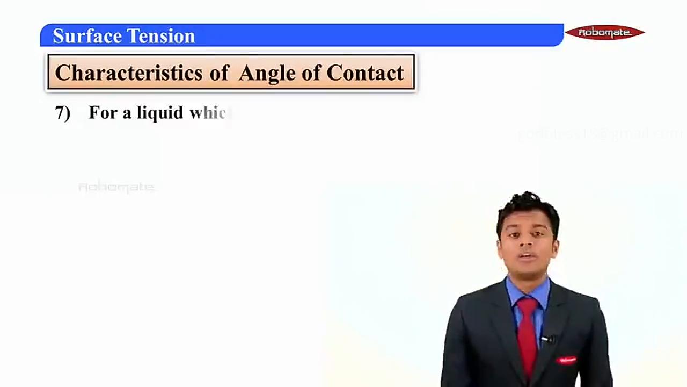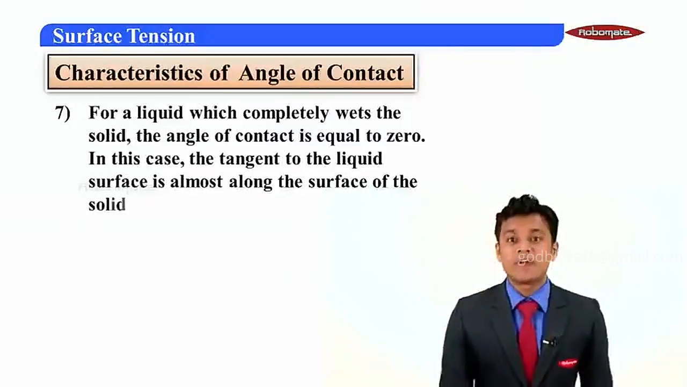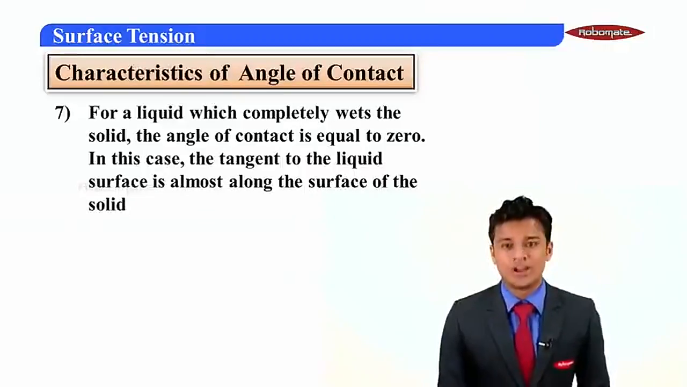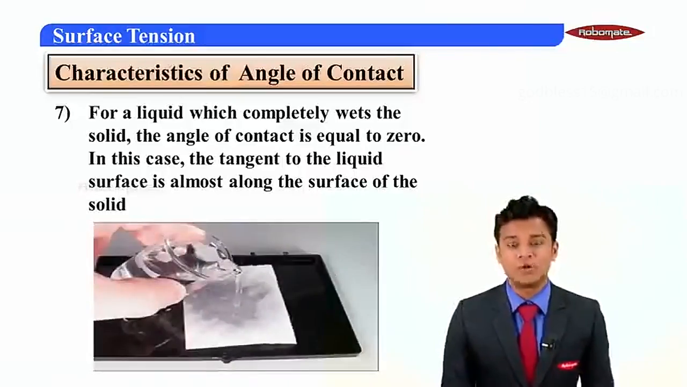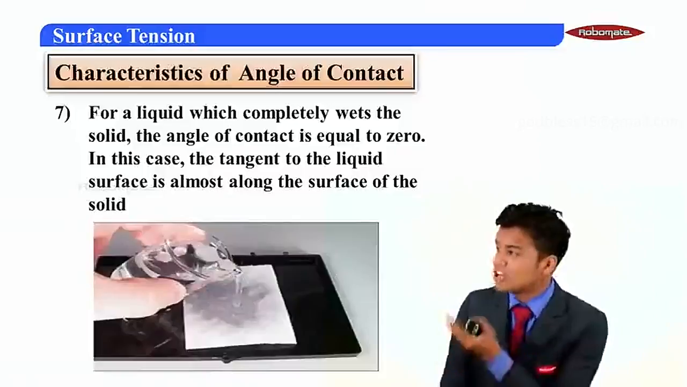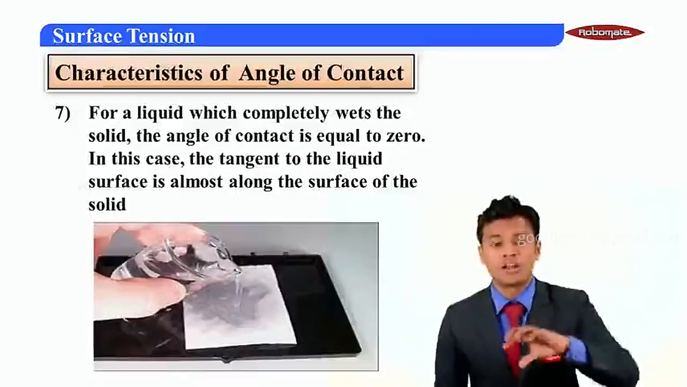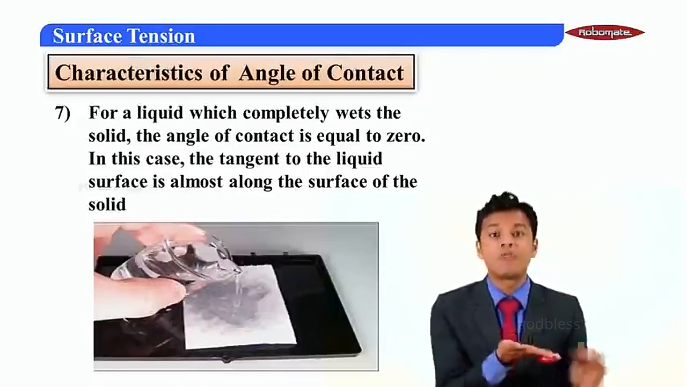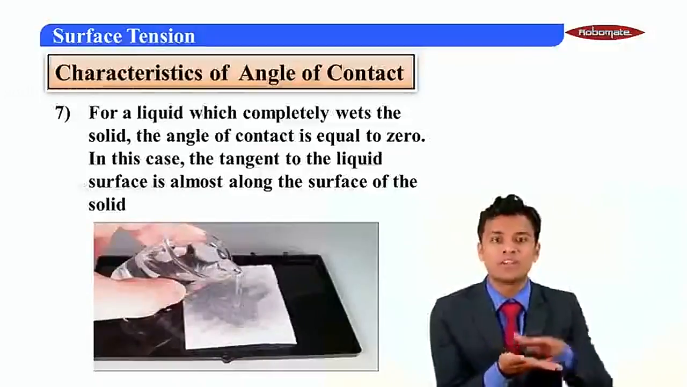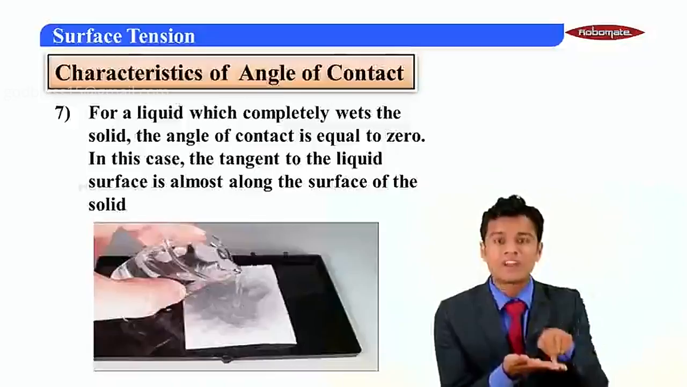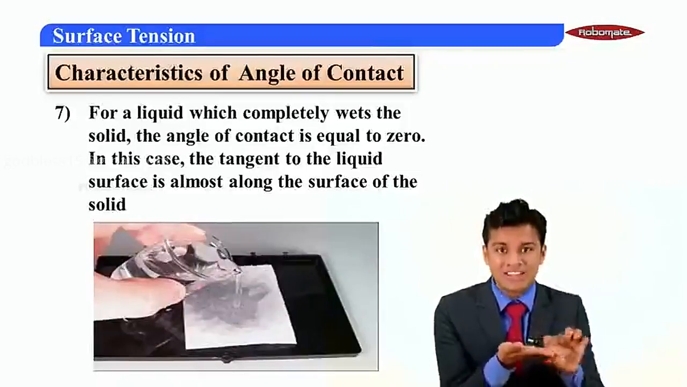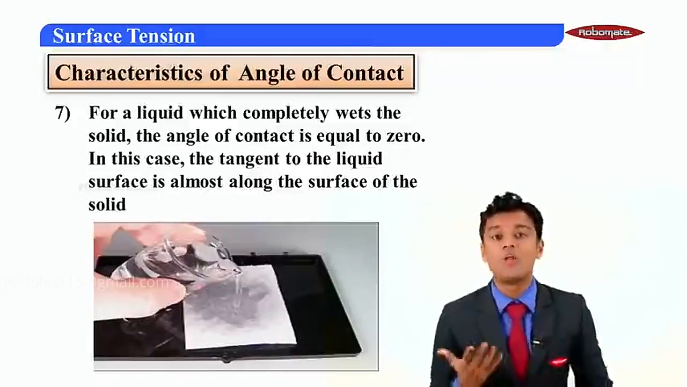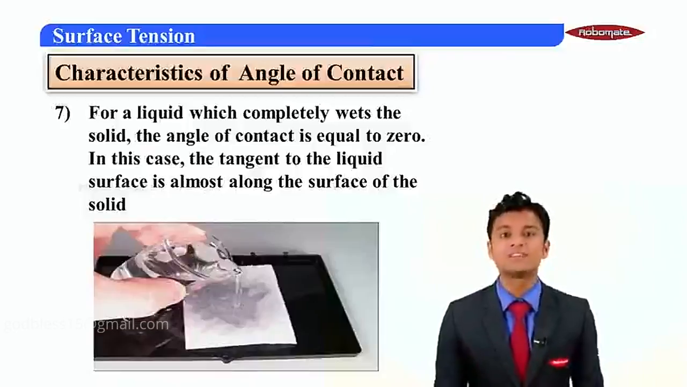Okay, so the last characteristic is for a liquid which completely wets the solid, the angle of contact is equal to 0. Now this is the case when you talk about a tissue paper, and if you pour some water in it, the water will be absorbed by the tissue paper. So if this is your tissue paper, if water is absorbed, that means the water is at the same level. This time if I try to draw the tangent and the solid surface will have no angle between them. That is, the angle is 0.